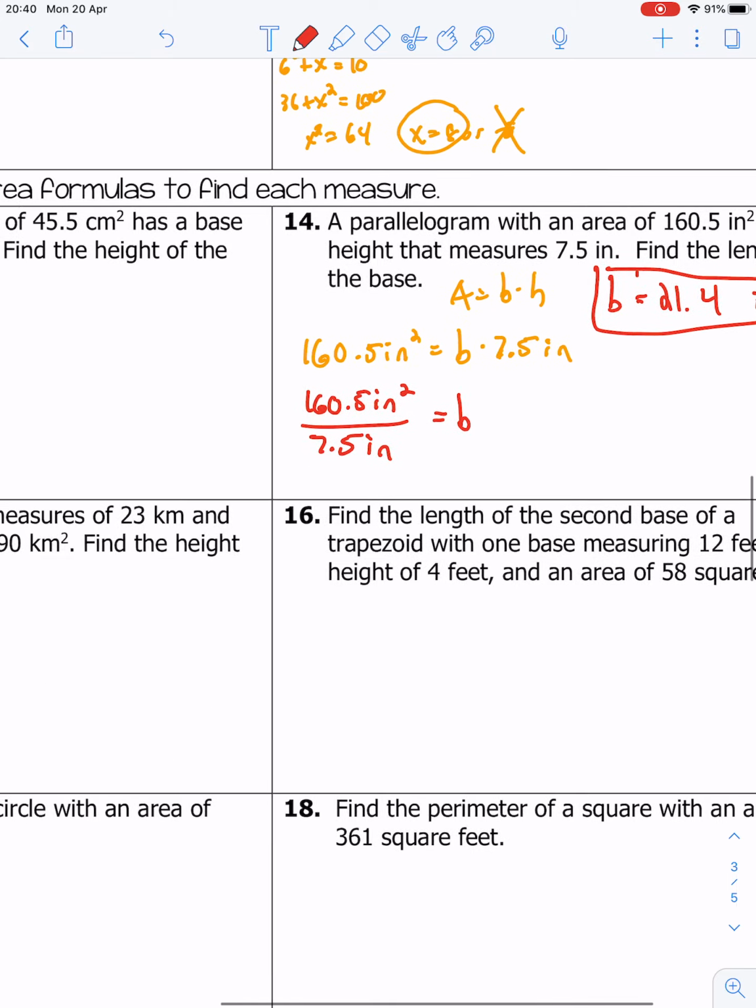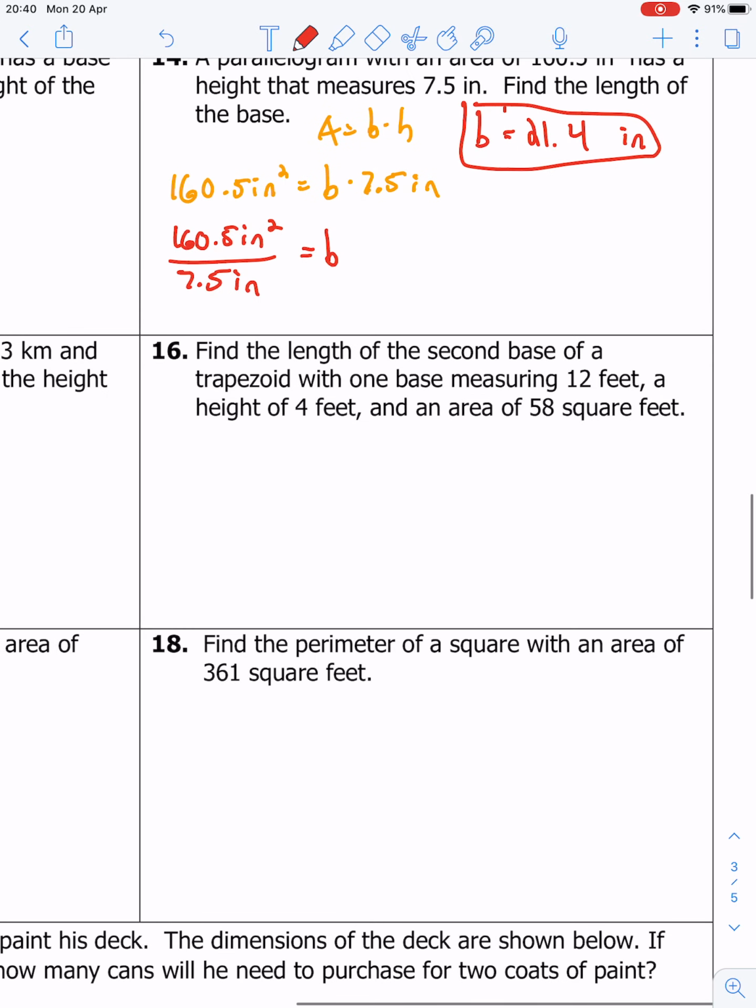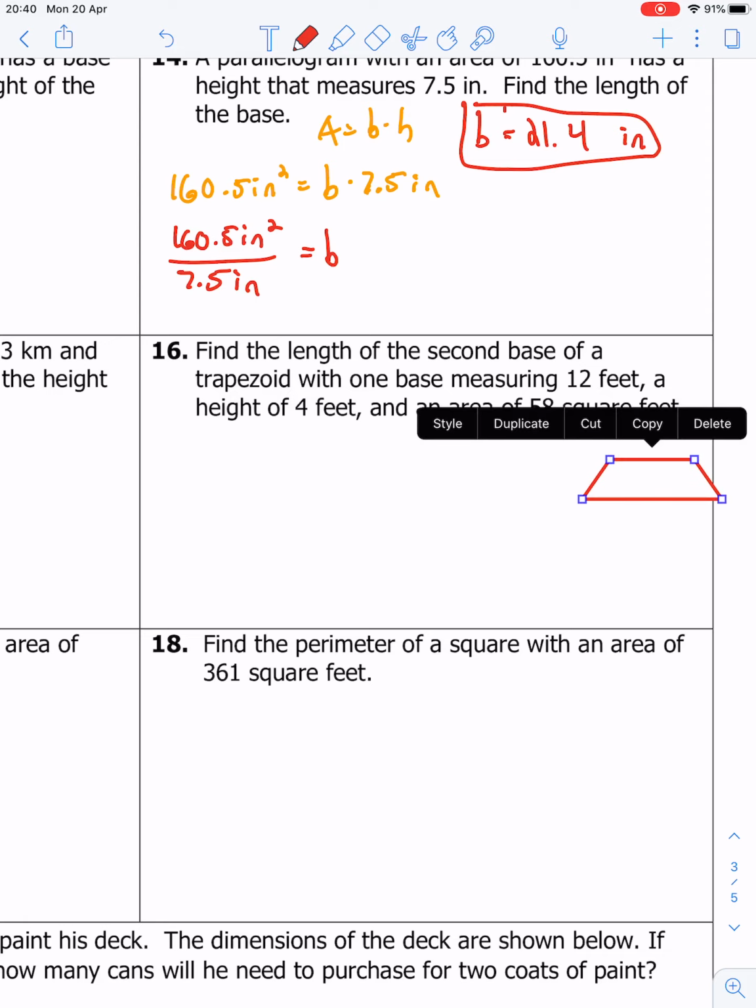There we go. Number 16. Find the length of a second base of a trapezoid with one base. All right, let's draw it. Sometimes it's better to draw it. Here's our bases.